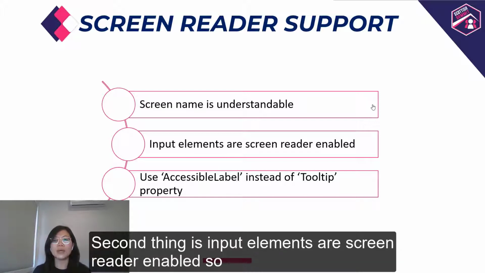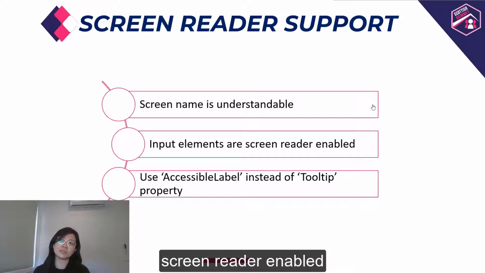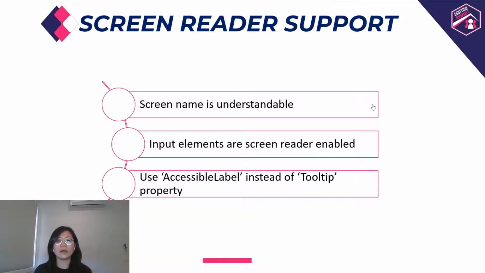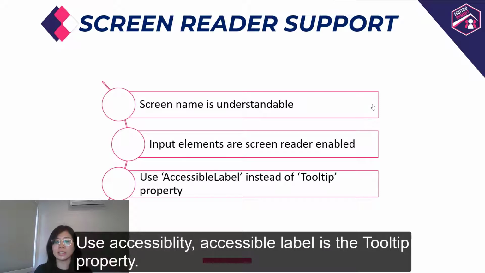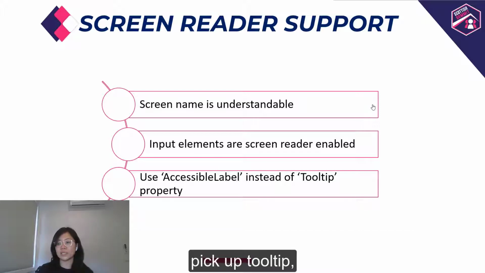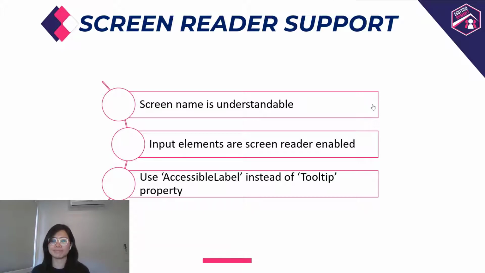Second thing is input elements are screen reader enabled. Any input elements that require interaction with the user, make sure they are screen reader enabled so the user would know what it is. Third, use the accessible label instead of the tooltip property. This is because there are some screen readers that don't pick up the tooltip, so it's better to use the accessible label because it's picked up by all screen readers.